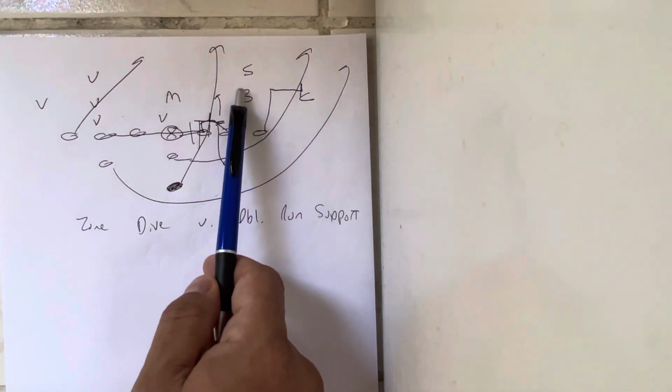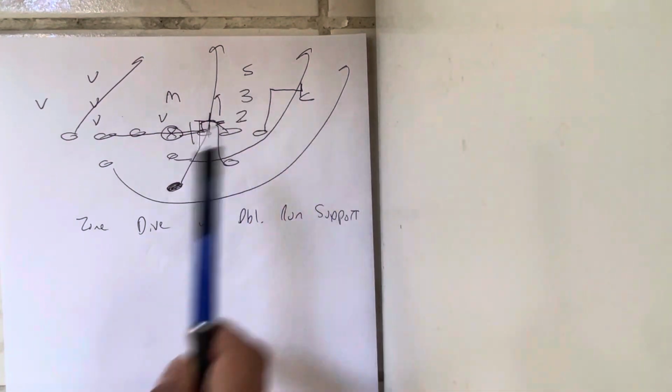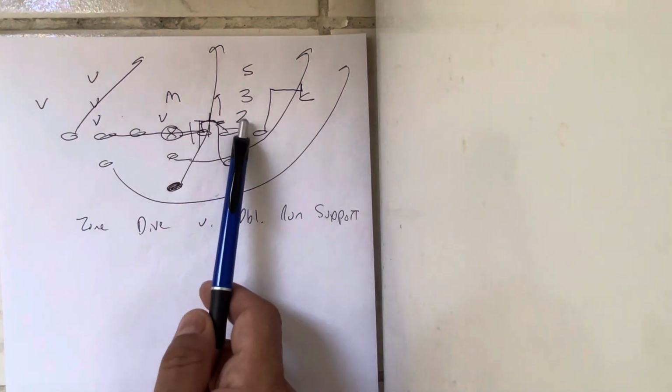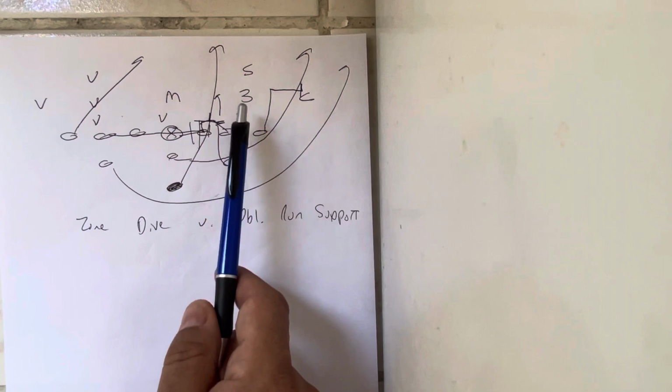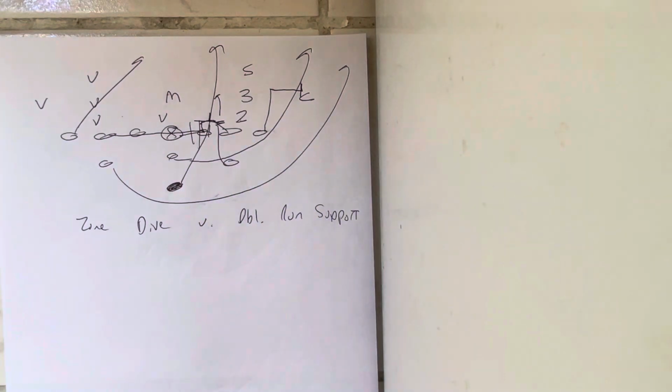Because this player's got to play the quarterback or the pitch. If he takes the dive, he's got to play the quarterback or the pitch. If he takes the quarterback, he's going to fold back in and take the dive, or they could put him on the pitch. Regardless, they have 1 fewer player to put on the dive when they have double run support. And that's what you have to keep in mind.